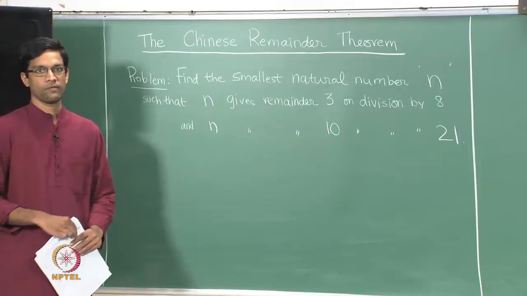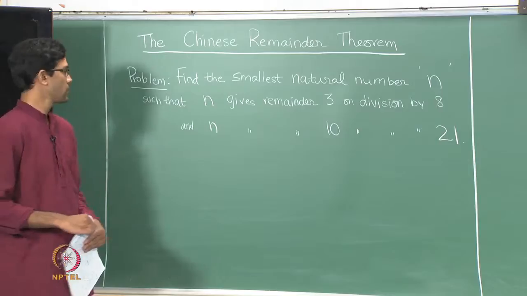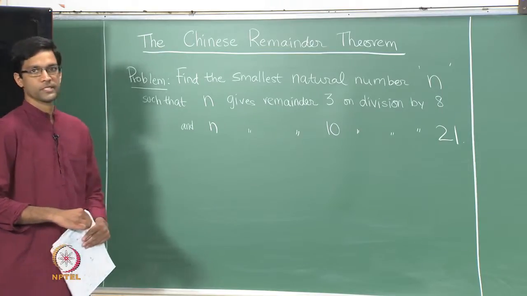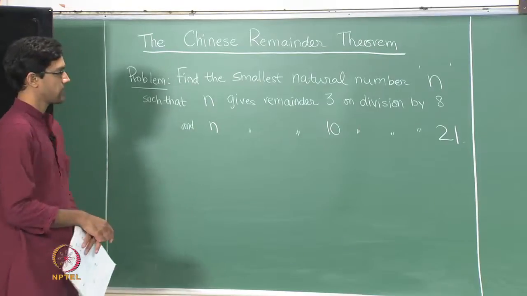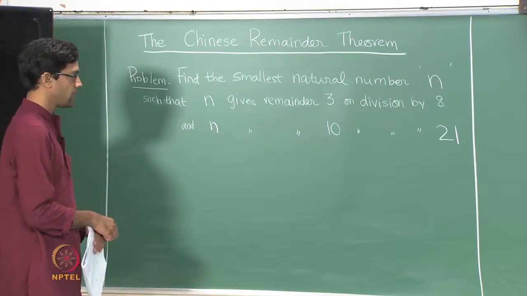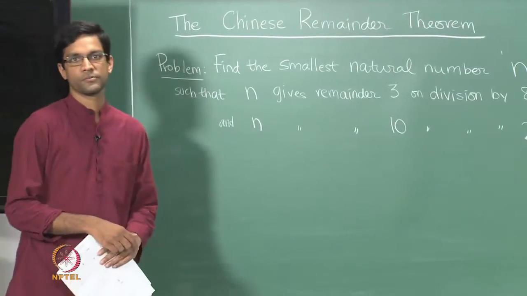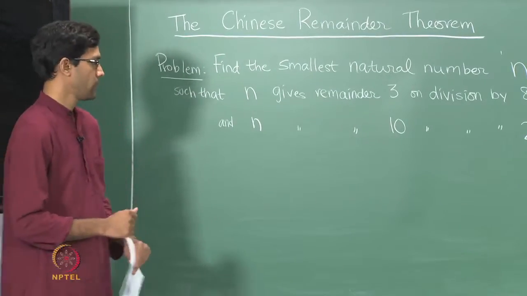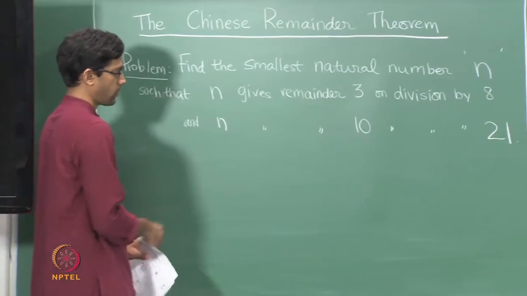Okay, so today we will talk about what is called the Chinese remainder theorem. So the typical problem is the following: find the smallest natural number n such that n gives a remainder of 3 when divided by 8 and gives a remainder of 10 on division by 21. Okay, so let's try and see what we would do to solve a problem like this.